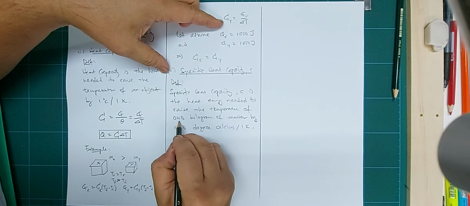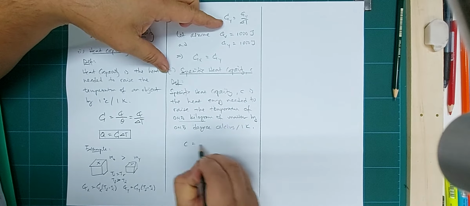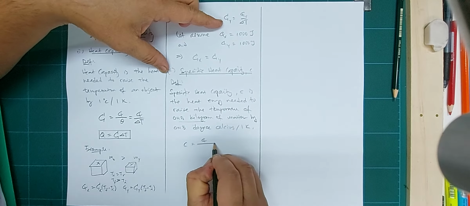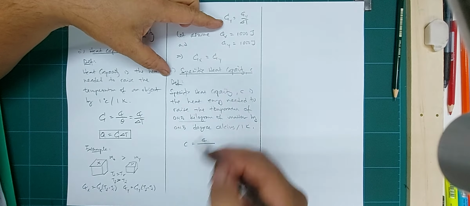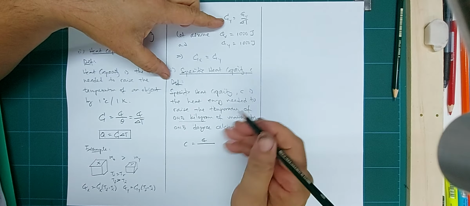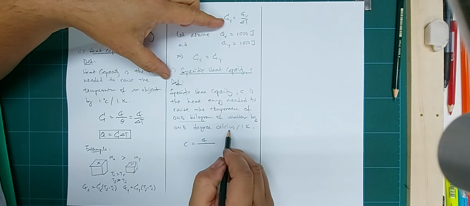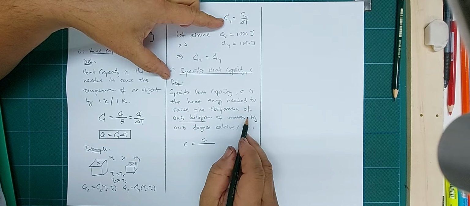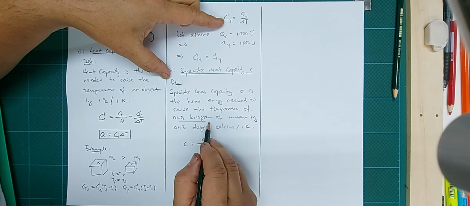So you see that is the difference: the difference is 1 kilogram. So c is equal to the heat energy needed when you try to increase the temperature by 1 degree Celsius. This is for 1 kilogram.